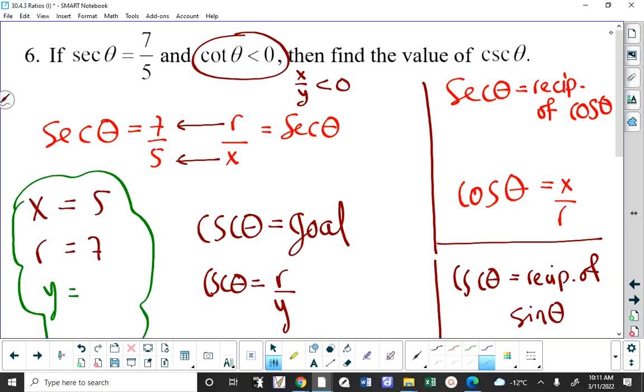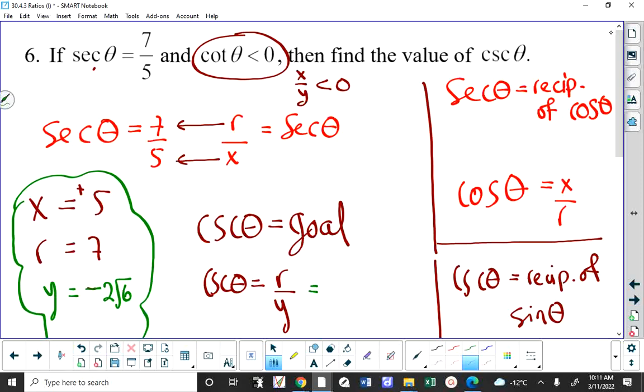So the bottom line here is we can see that since secant was positive, x has to be positive, and if x has to be positive, y has to be negative. I could have very easily told you, instead of saying cotangent is negative, I could have said theta lies in quadrant 4. So the bottom line here is that the y coordinate of that point is actually negative 2 root 6. And now we can answer the question.